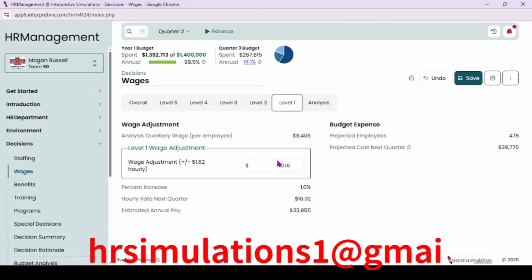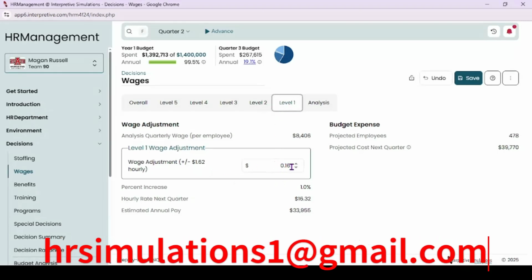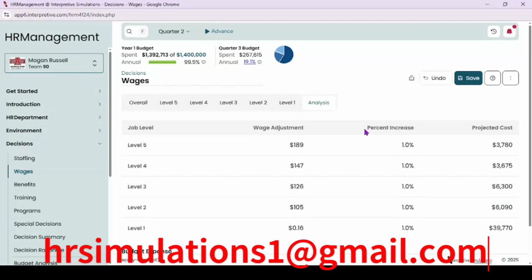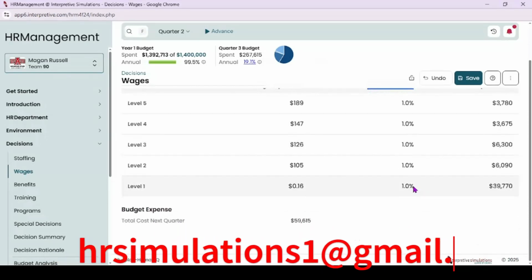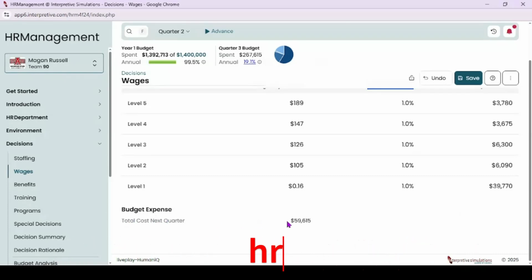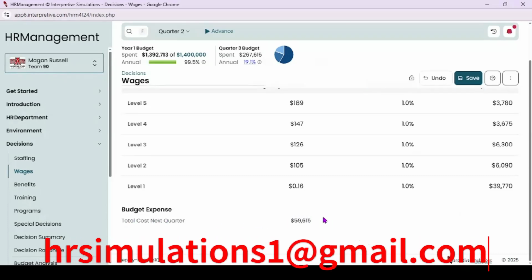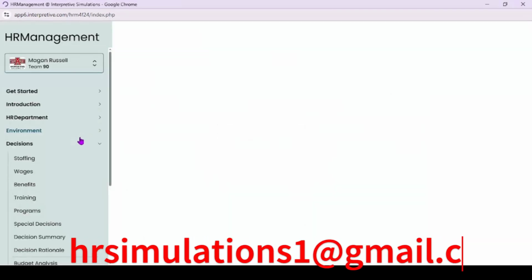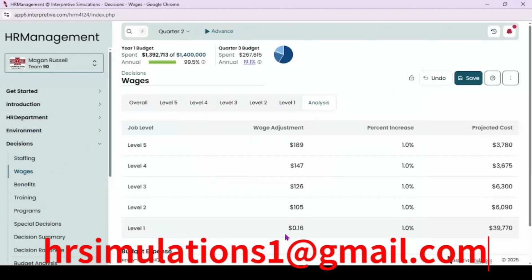So it's only 1% up to the end. And level 1, you can see the wage adjustments are by $0.16. And when you go through the analysis, you can see there is a percentage increase of 1% only for each and every department, and this is the amount that we're going to spend. So budget expense, total cost next quarter, it will be 59,615, which is okay, because we also need to increase wages for our workers so that they can't run away from the company. So that's all about the wages.